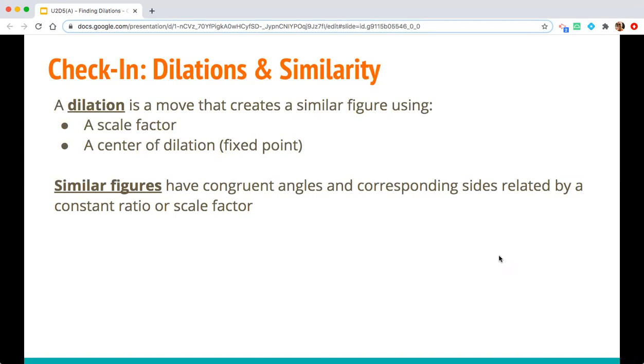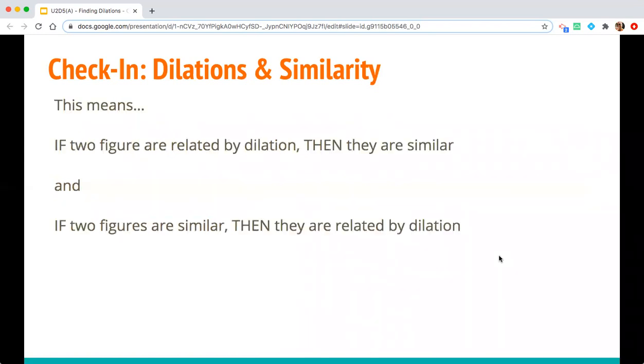Last year, you also learned that similar figures have congruent angles, so all the angles are exactly the same, and corresponding sides related by a constant ratio or scale factor. What does this mean for us in 8th grade? It means that if two figures are related by dilation, then they are similar. Proving that things are related by dilation is enough to prove that they are similar. And we know if two figures are similar, then they have to be related by dilation.